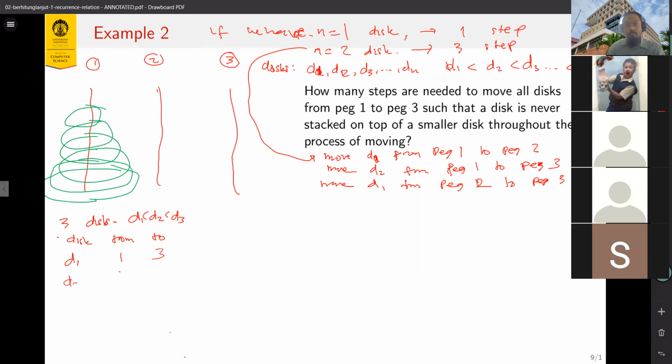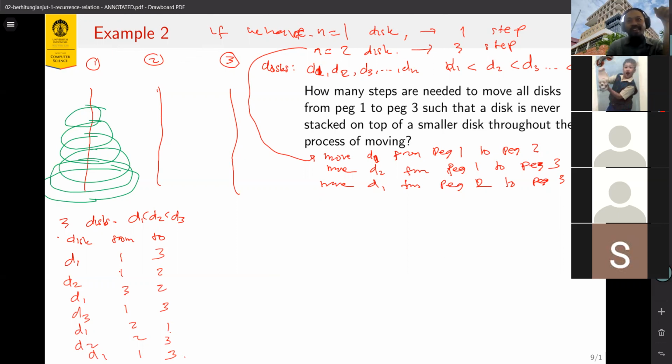And then D2, let's move from 1 to 2. And then now I move D1 back from 3 to 2. Okay. Now I move D3 from 1 to 3. And then D1 from 2, yeah, from 2 to 1. And then D2 from 2 to 3. And finally D1 from 1 to 3. Is that correct? Yes, sir.